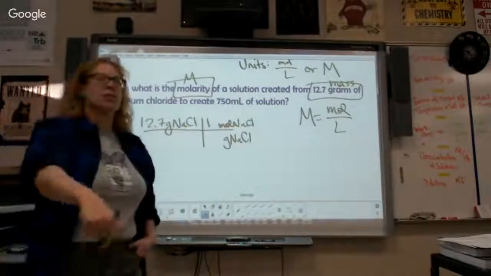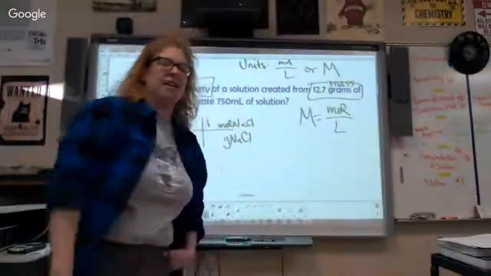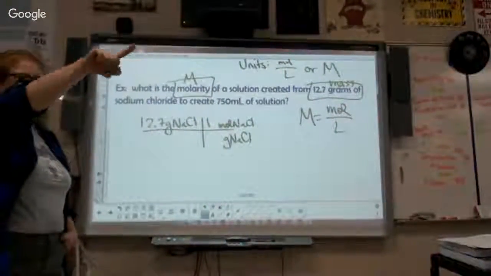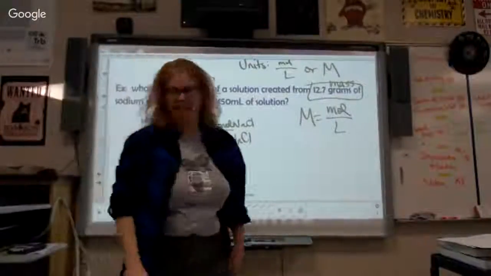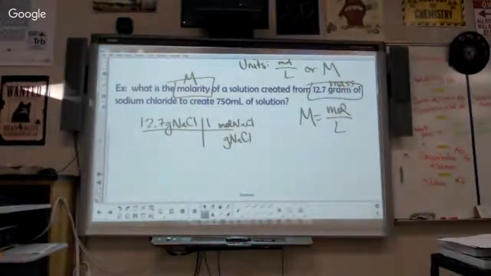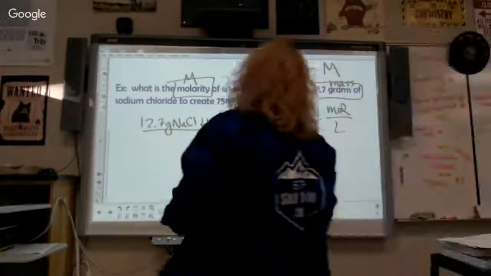No, we don't need Avogadro's number. I don't care how many particles are present. I just need the masses. Molar mass, nice review, comes from up there. So what do we got? Sodium is 22.99. Chlorine is 35.45. Together that's 58.44 grams.